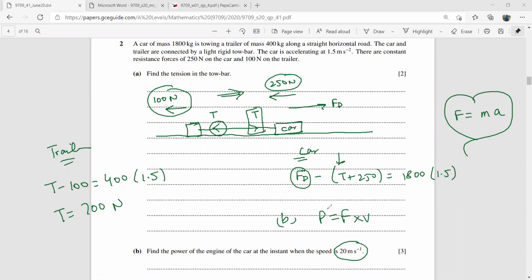This power is not the topic right now, but the thing is, whenever you have connected particles, remember to show the same tension in the rope, string or tow bar connecting those two particles. Same tension, showing opposite directions here.